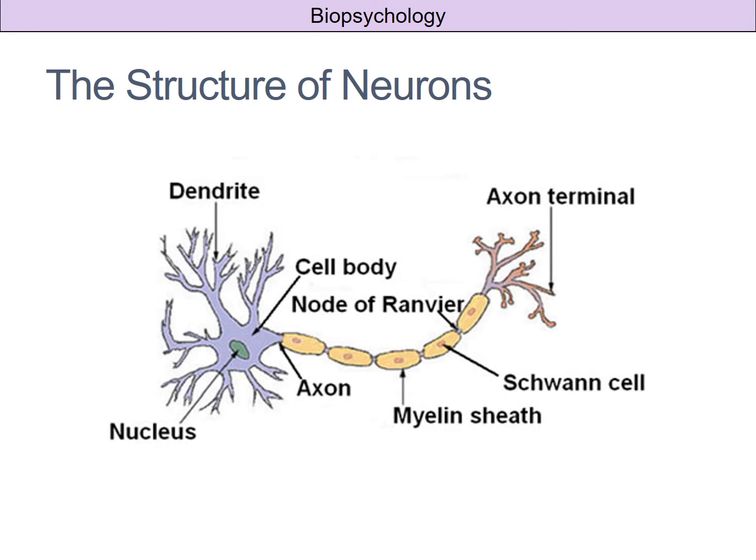The cell body is the part of the neuron that contains the nucleus and enables the cell to remain alive and to keep carrying out its purpose. So that's sort of the hub of the cell.